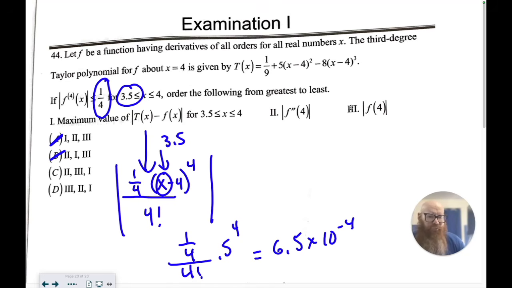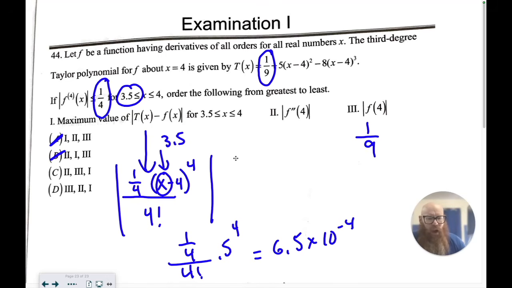Now I'm going to go to f of 4 first. If you think about plugging in 4, f of 4 would just have to be this. The Taylor polynomial has to give you the same answer for both. So plugging in 4 to this, these go away, or just remember that the first part of a Taylor polynomial is f of the center value. So that one gives you 1/9.